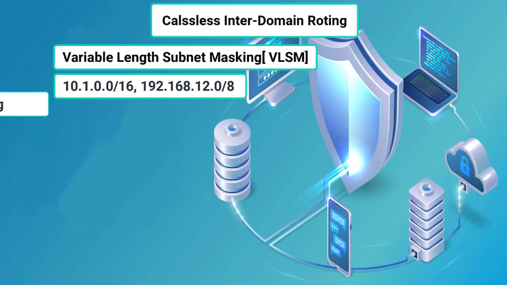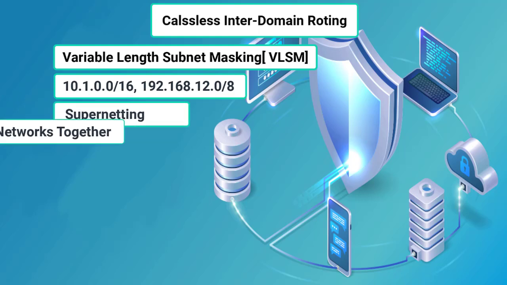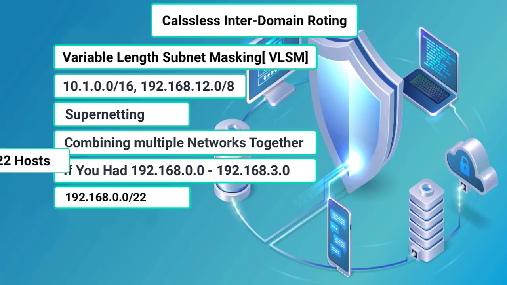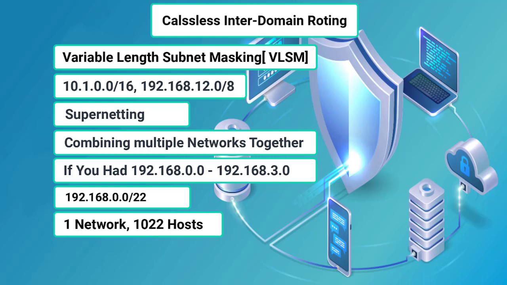Additionally, supernetting is used. Supernetting connects multiple networks to create a larger network. For example, if you have the networks 192.168.0.0 to 192.168.3.0, each network is a Class C network with 254 hosts. You could combine networks if you needed a larger network. Using supernetting to combine the networks, you can use the subnet mask /22. That makes 4 networks in one. This will result in a single network with 1022 hosts.